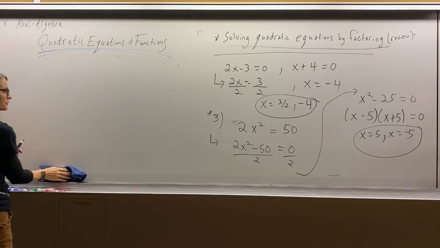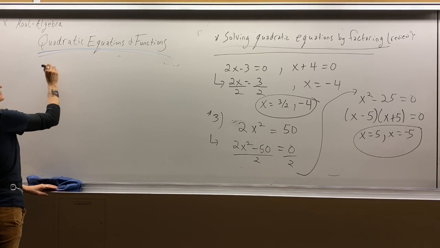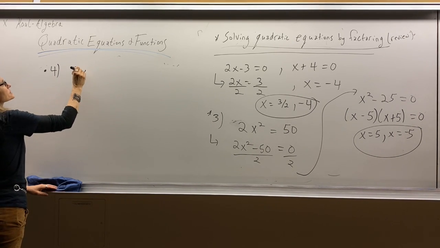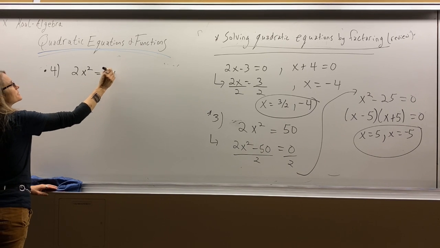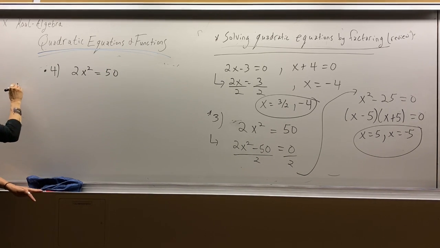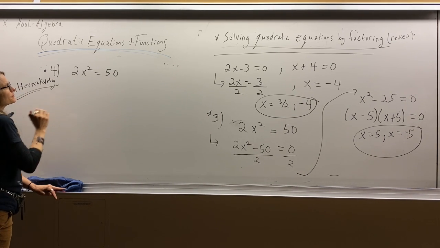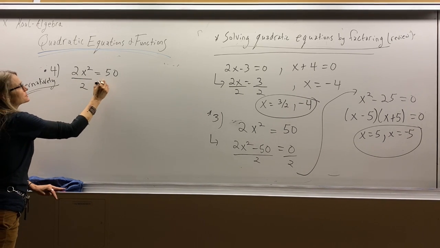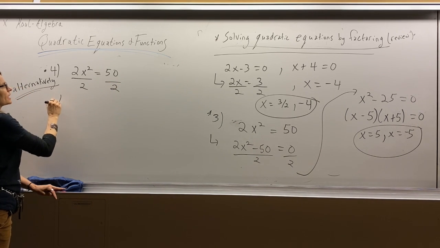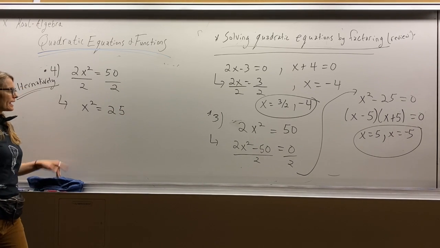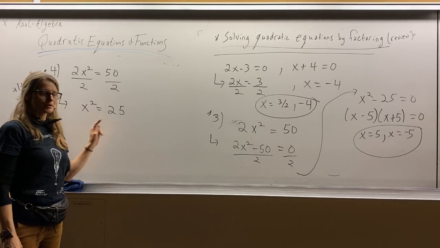But just a little preview, if you want to work ahead: the next step is 2x squared equals 50. And alternatively, you might have spotted this if you were being a little clever about it, you could see that if I just go ahead and divide both sides by 2, I would get x squared equals 25. And hey, why don't I just take the square root of both sides?